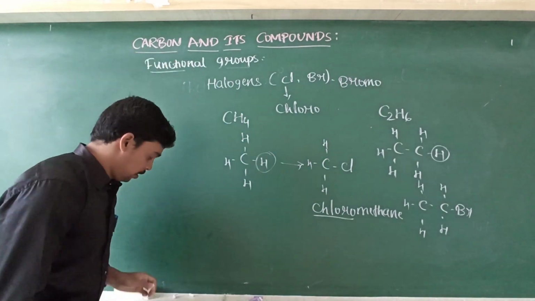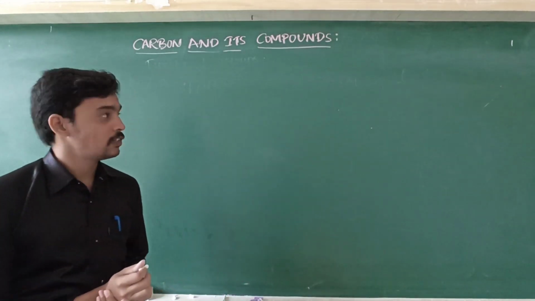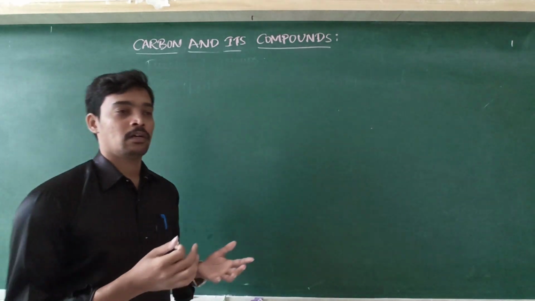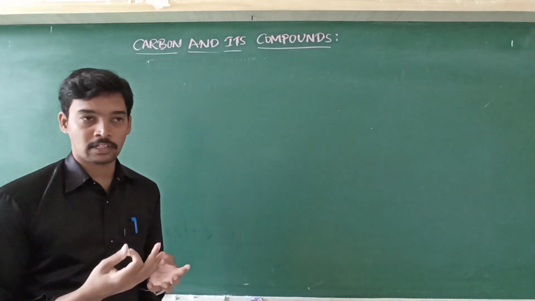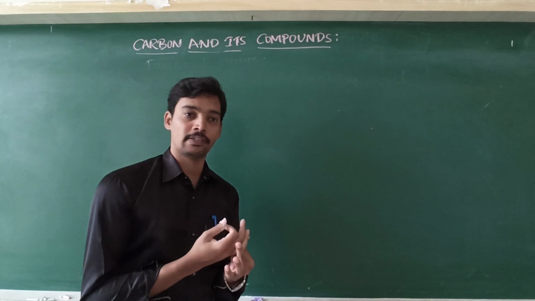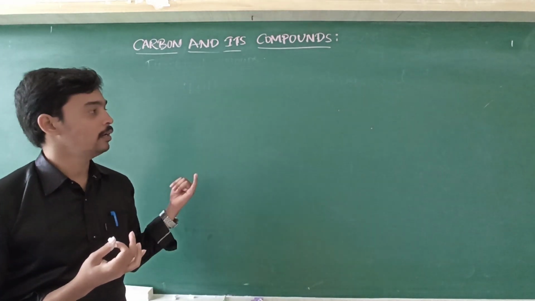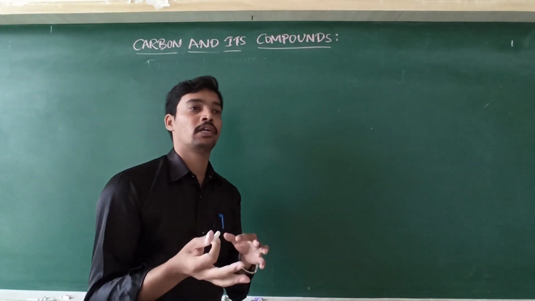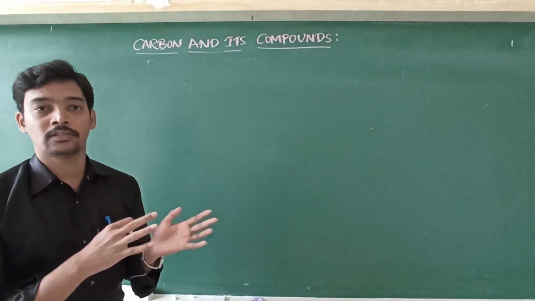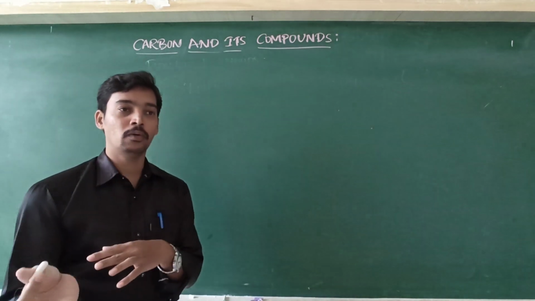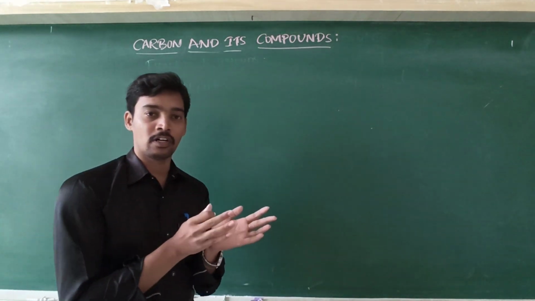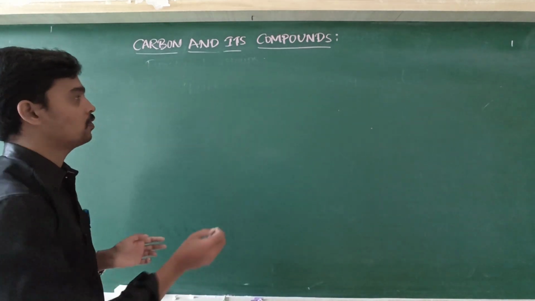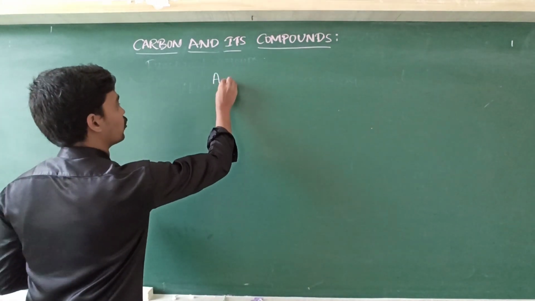Okay, and this is regarding the functional groups. In the functional groups, we already discussed alcohols, carboxylic acids, aldehydes, ketones, and halogens. How to convert the particular alkanes or hydrocarbons into the respective functional groups, how to add the functional groups. And the next concept is aromatic hydrocarbons.